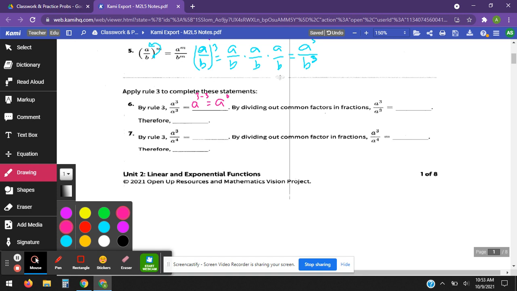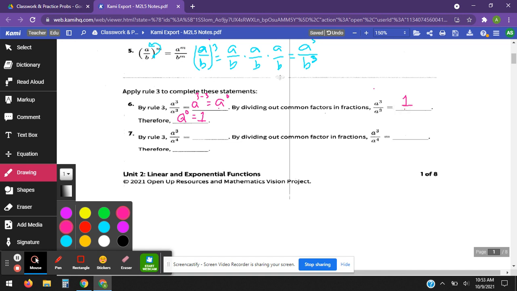And a to the third, by dividing out common factors. So a to the third divided by a to the third, it's the same number. It's like 5 divided by 5. Your answer is 1. So by conclusion, we can say a to the 0 equals 1. Okay, the answer to this one equals the answer to this one.